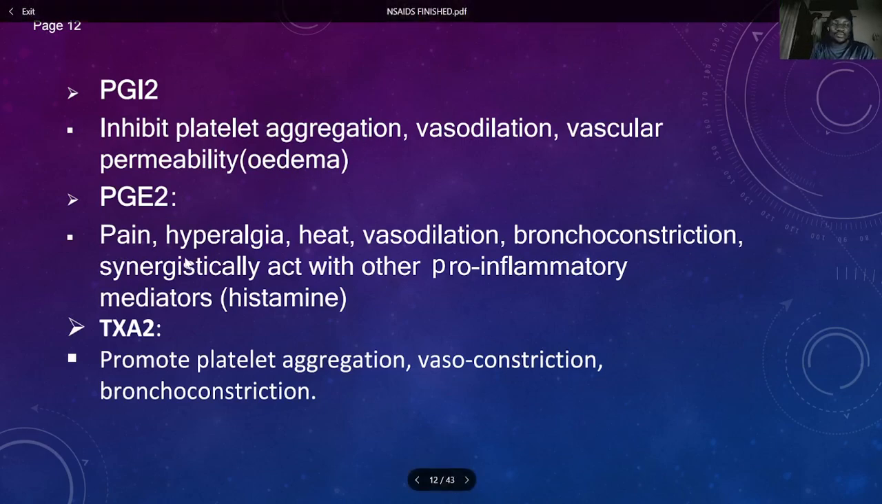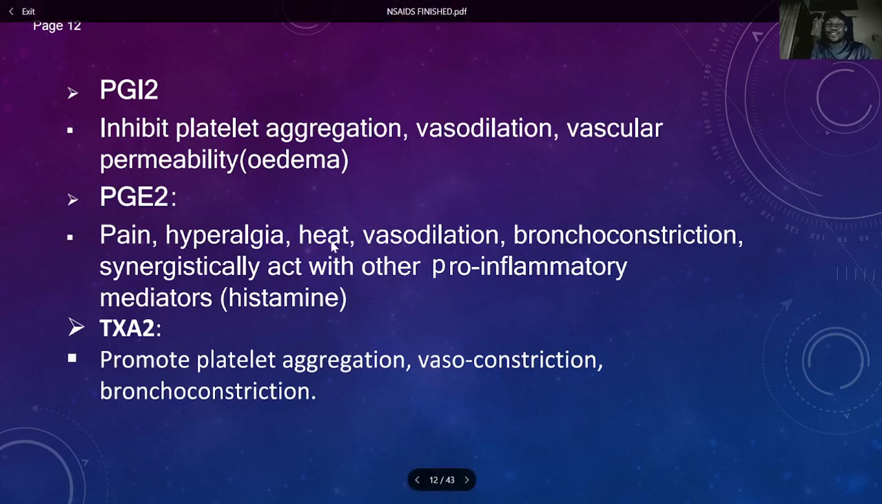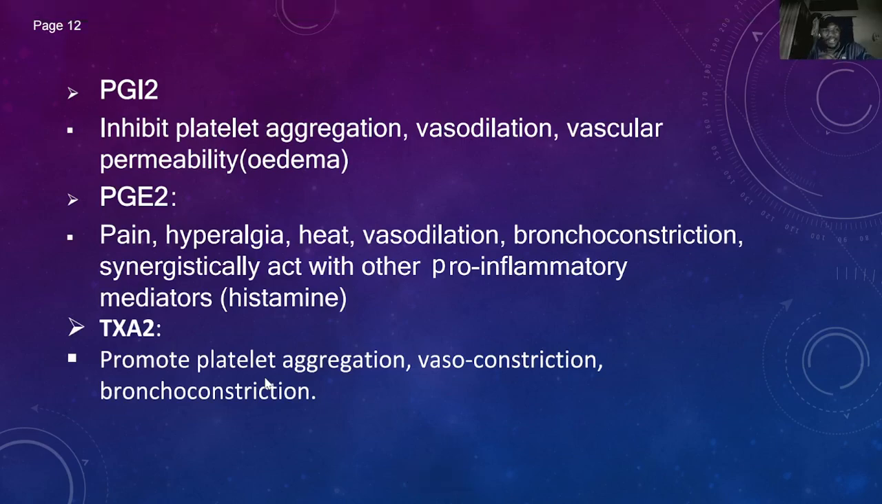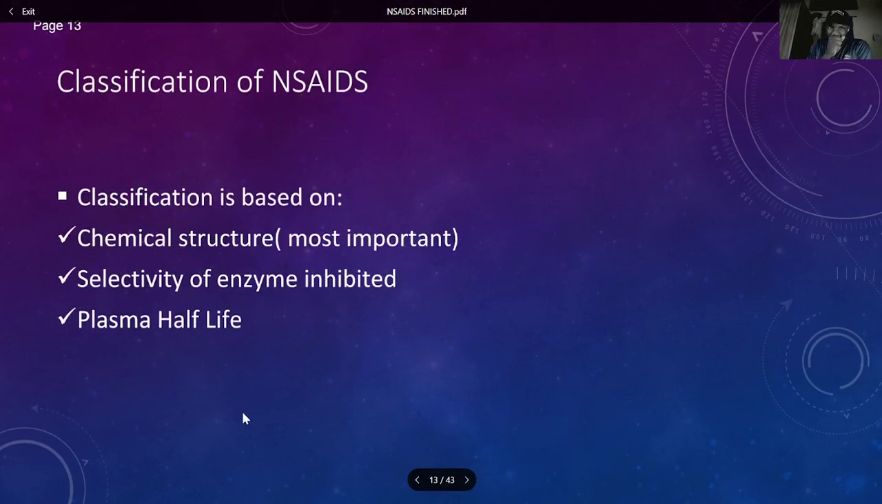So prostaglandin E2 mediates pain, hyperalgesia, and brings about heat, right? When blood flows close to the skin, it becomes warm. That's how it comes about. Vasodilation, essentially, and bronchoconstriction, and it acts synergistically with other pro-inflammatory mediators such as histamine. Now, thromboxane A2 promotes platelet aggregation. Platelet aggregation means platelets come together, right? So it mediates vasoconstriction and bronchoconstriction.